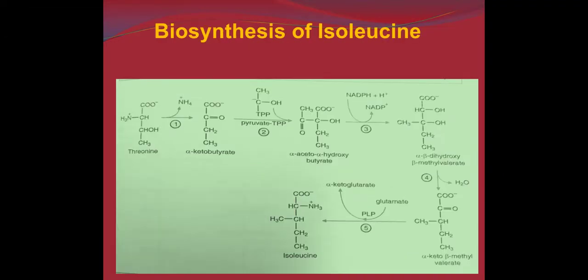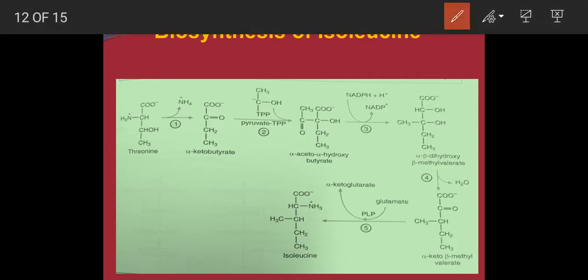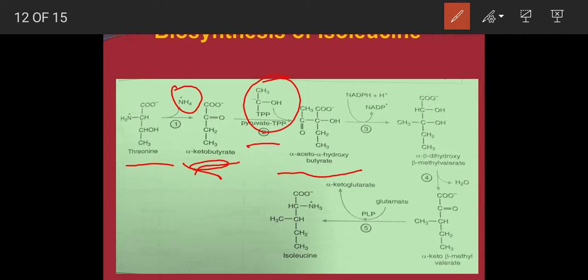Now the biosynthesis of isoleucine. The biosynthesis of isoleucine starts with threonine. In step first, this threonine is converted to alpha ketobutyrate by a PLP dependent enzyme, threonine hydratase, and one ammonia group is released in this reaction. The alpha ketobutyrate then combines with the pyruvate TPP complex to form alpha hydroxybutyrate.